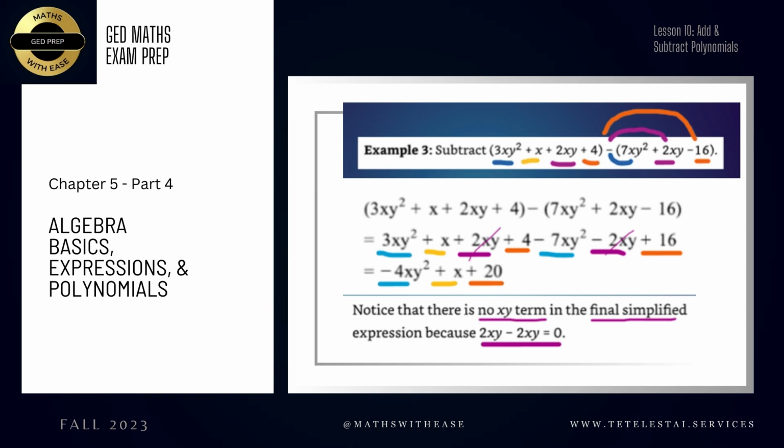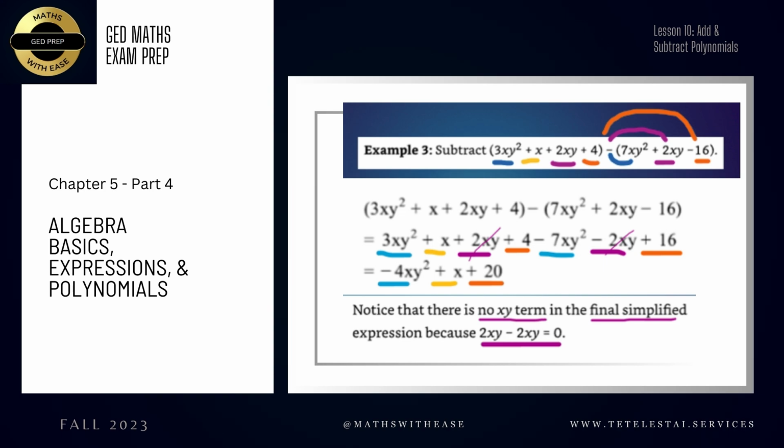Negative 1 times negative 16 gives us a positive 16. And so we drop the parentheses, write down our new set of terms, and then we proceed with what? Grouping the like terms, right? 3xy squared minus 7xy squared is negative 4xy squared. And then we move on and find our next set of like terms.